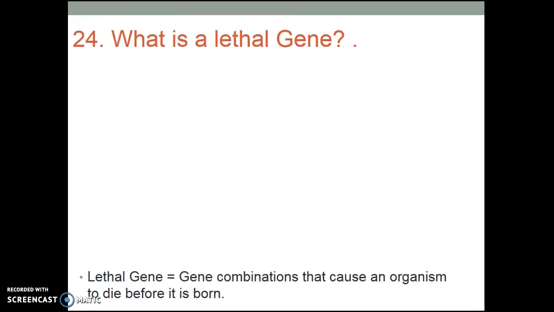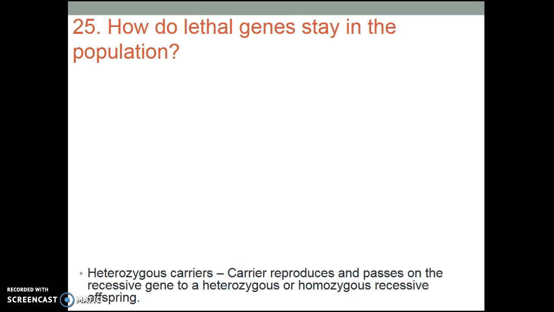What is a lethal gene? It is a gene combination that causes an organism to die before it is born. And how do lethal genes stay in a population? Heterozygous carriers, those that carry the gene, are able to pass on the gene. However, that means that they are not actually showing the gene. So carriers are going to reproduce and pass on that recessive gene to heterozygous or homozygous recessive offspring.